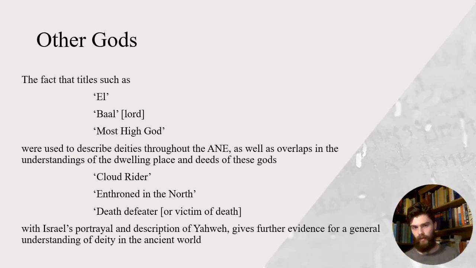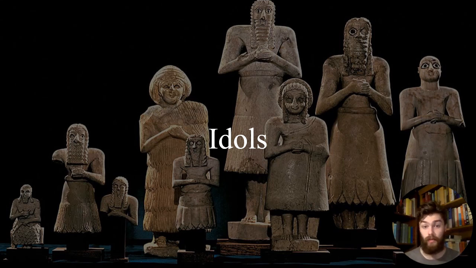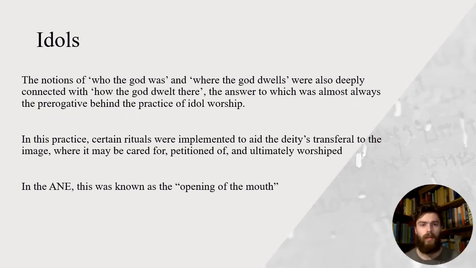Going on from the idea of gods, I think it would be helpful now to turn to idol worship, which is predominantly the way in which the ancient Near Eastern cultures worshipped their gods in a tangible, physical way. The notions of who the god was and where the god dwelt were deeply connected with how the god dwelt there, and this is the logic and the prerogative behind the practice of idol worship. We note that in these practices, which we'll detail further in a second, certain rituals are implemented to aid the deity's transferal to the image, where it could be cared for or petitioned or ultimately worshipped.